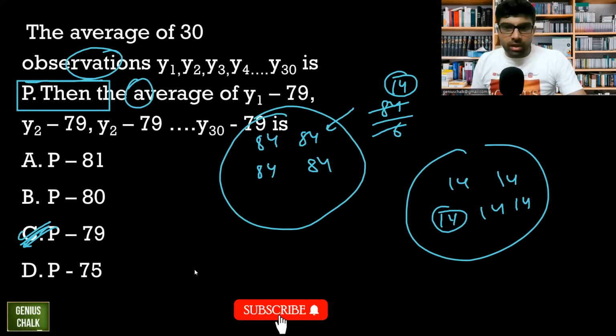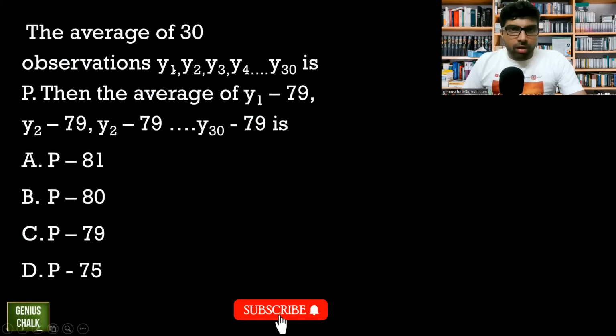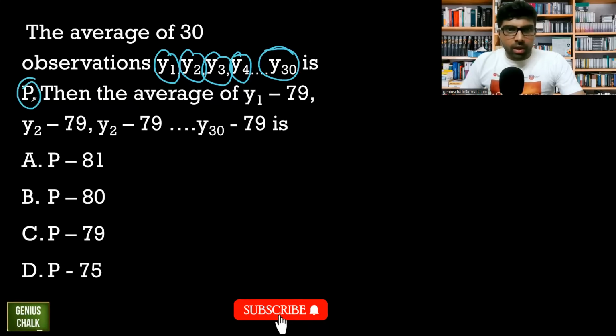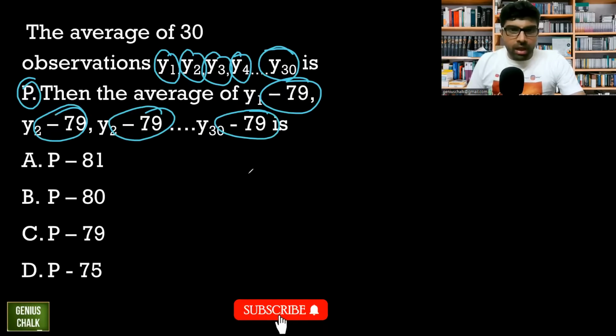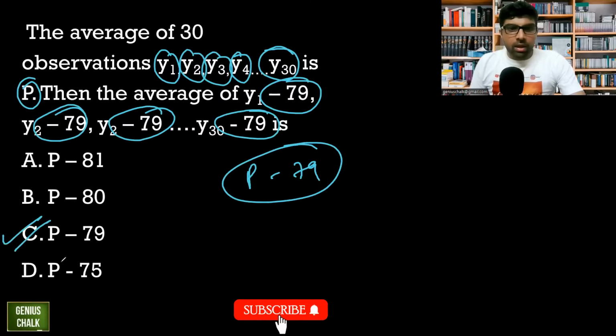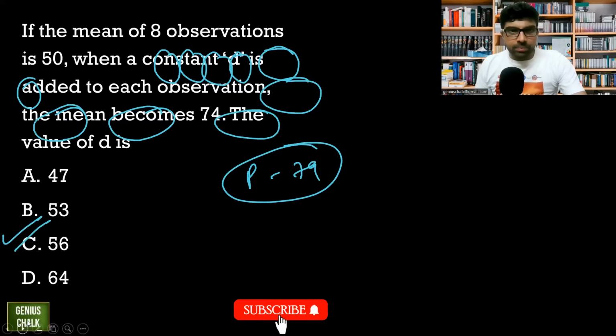Average of 30 observations, that is y1, y2, y3, up to y30 is P. Now, you are subtracting 79 from every number. That means the average also will be subtracted by 79. The same concept. The answer is C option again.